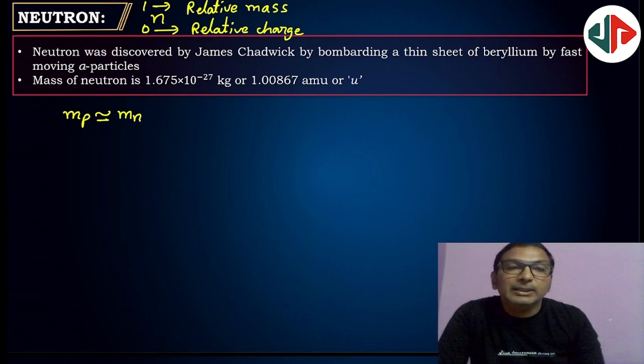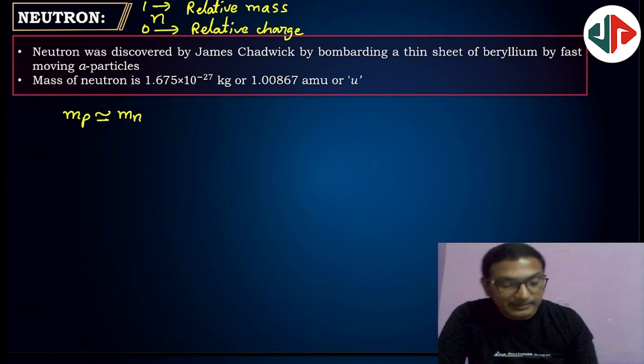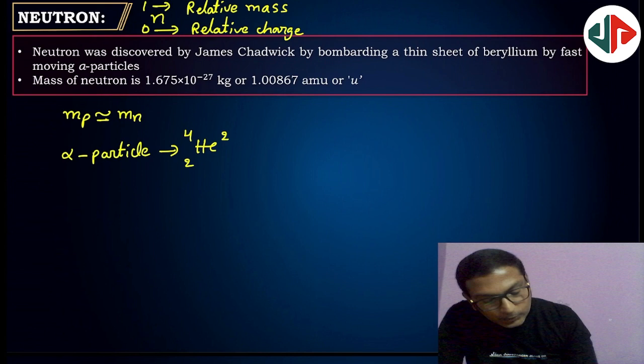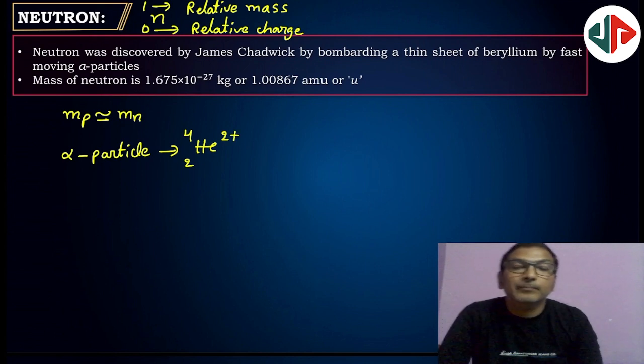Next, neutrons were discovered by James Chadwick by bombarding lighter nuclei like beryllium or boron with fast moving alpha particles. Alpha particle is helium nucleus, He 4 2, 2+. This is alpha particle. Here there is bombardment between lighter nuclei like beryllium or boron and alpha particle.